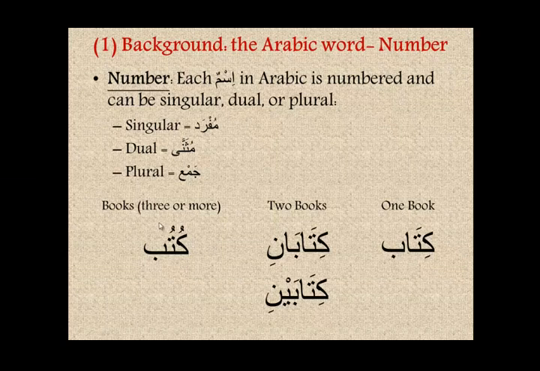And then, of course, we have three or more, which is kutub. So kitab is one book, kitabani, kitabaini, two books, and the plural, three or more, is kutub. The dual does not exist in the English language, so this is a very unique aspect of al-Arabiya, of Arabic.